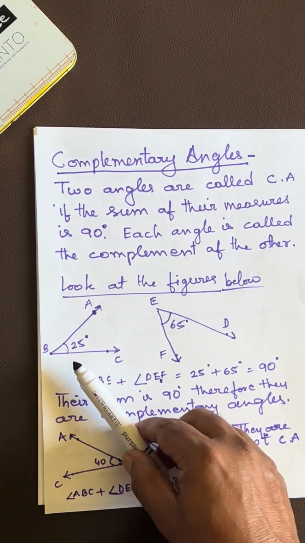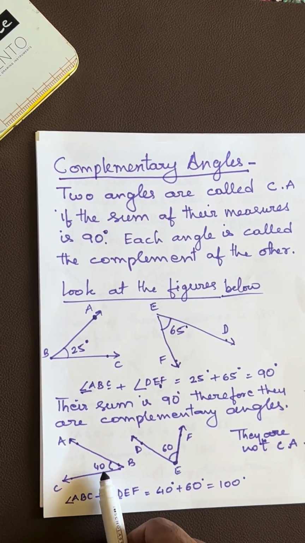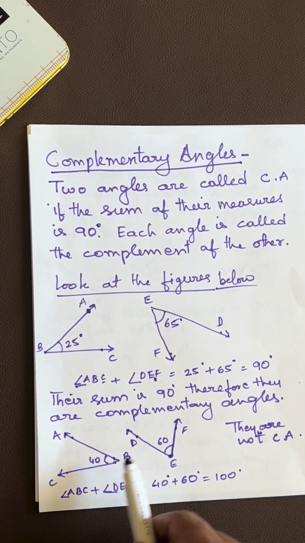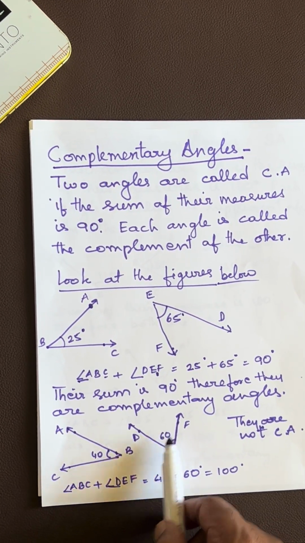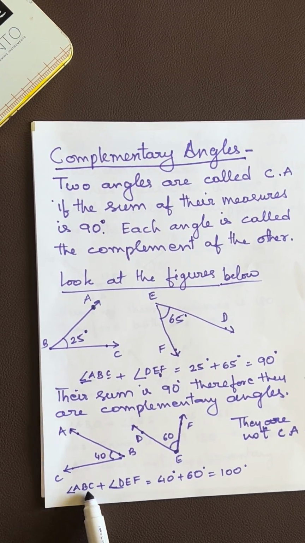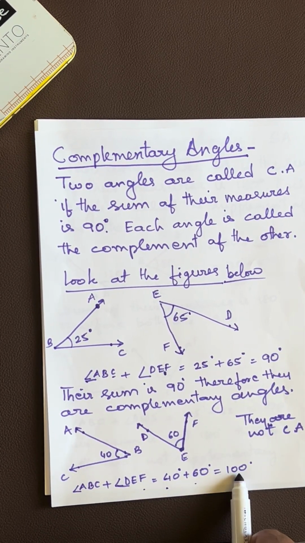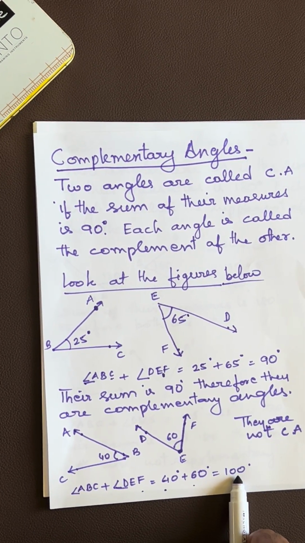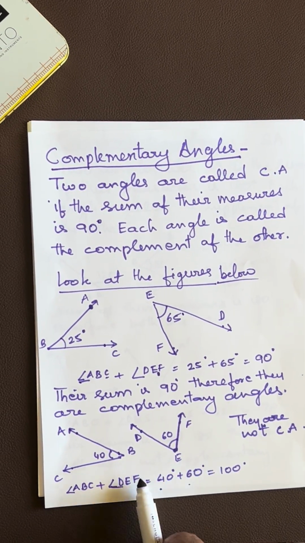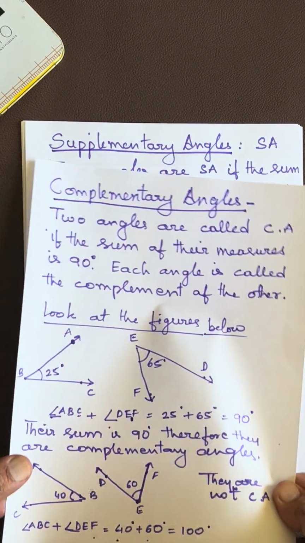So look at these figures which I explained to you. Now see these two figures. One angle is 40 degrees, another angle is 60 degrees. When we add up these two, we should follow the right way to write that. Angle ABC plus angle DEF, that is 40 plus 60 equals 100 degrees. Since the sum is not 90, they are not complementary angles. Let us go to the next one.